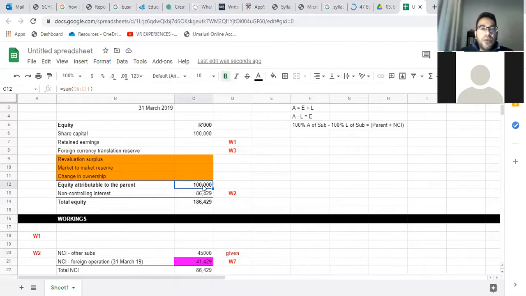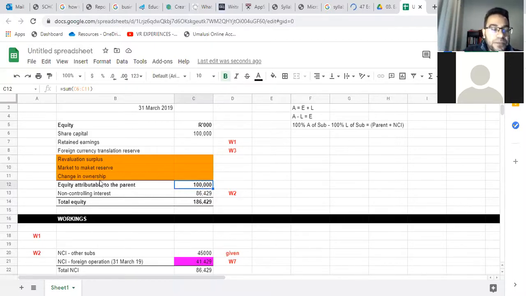And that is why when we do the parent, we have 2 columns, one for at and one for since, because we need the at acquisition to get total equity, but at acquisition doesn't belong to the parent. What belongs to the parent is only since acquisition. But with the NCI, we include the at acquisition component. So just take note of that.